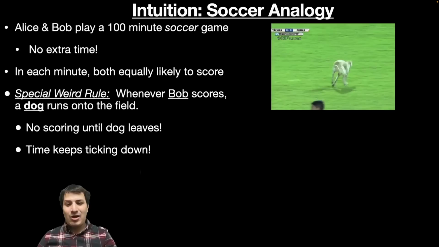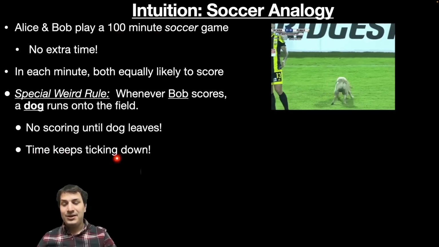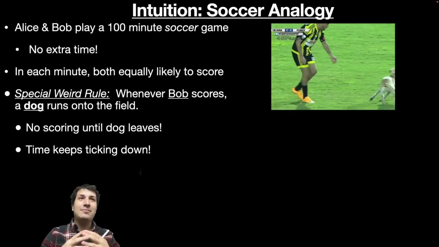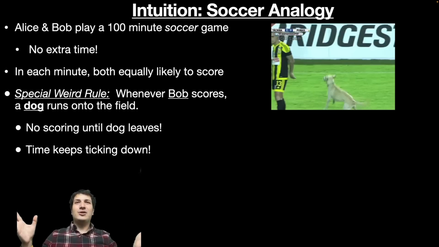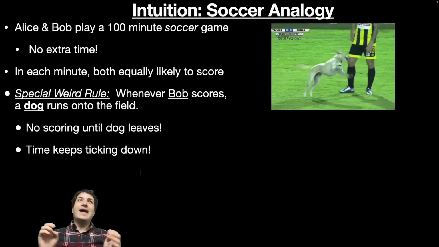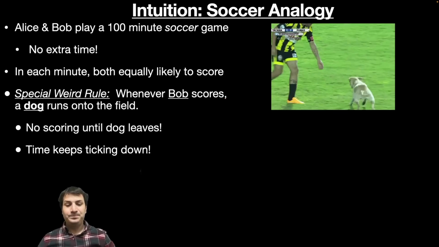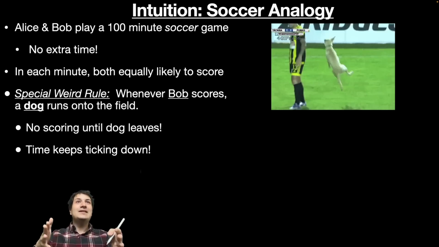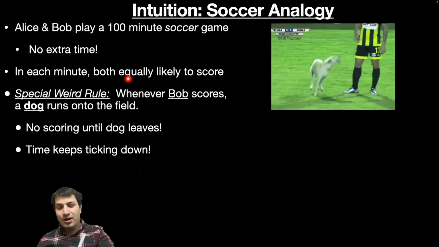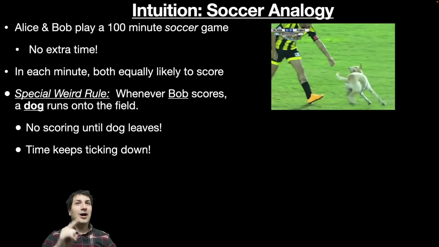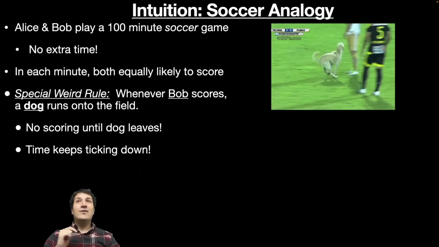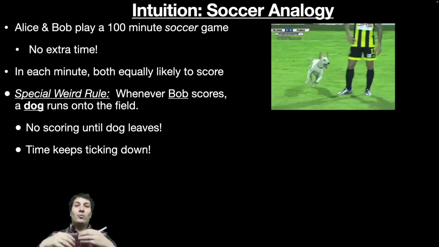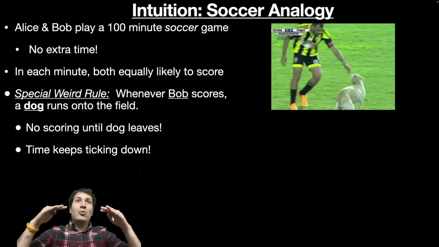But the countdown clock of the 100-minute game is going to keep ticking down. So this dog is effectively shortening the length of the game. They are eating up time away from the clock where nobody can score, and they do that every time Bob scores. Now I claim it is intuitive that this dog means that even though Alice and Bob are both equally likely to score, Bob will have an advantage in this game. And the reason is the dog only happens when Bob scores. When Bob scores, they are more likely to be winning the game.